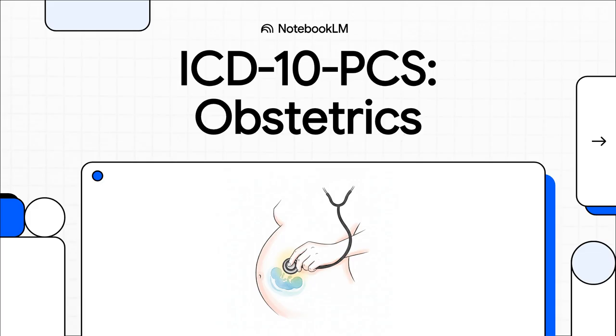Okay, so today we've got a highly focused and incredibly important explainer queued up for you. We're stepping right into the obstetrics section of the ICD-10 PCS codebook. Now, this is a section that often trips up even seasoned medical coders, mainly because it operates by a slightly different set of rules than the rest of the surgical chapters. But don't worry, we're going to break it all down step by step so you completely master it.